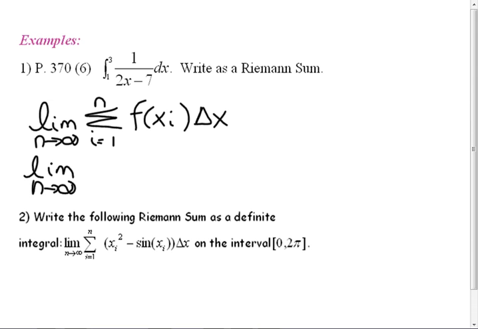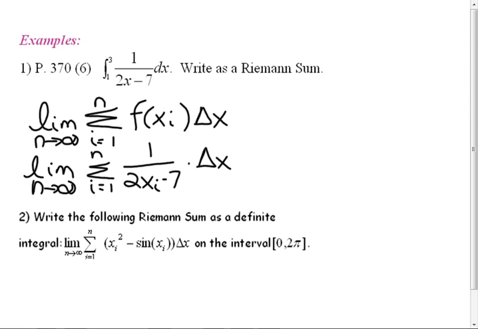All the book is asking you to do is this: i equals 1 to n, and it's 1 over 2 x of i minus 7, times delta x. I think that's all they're asking you to do, if I remember. But on the exam, they might be more complicated than that.